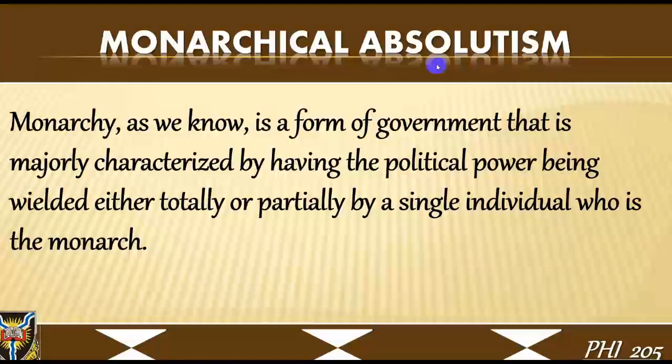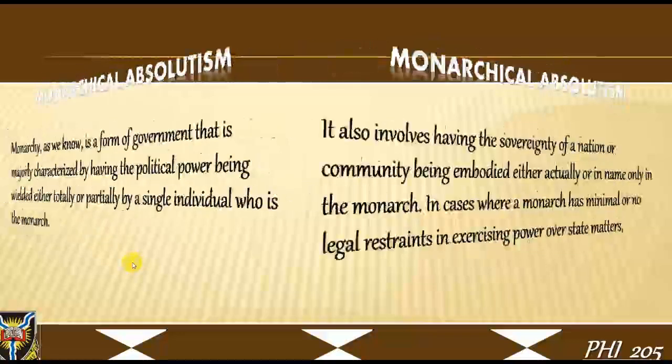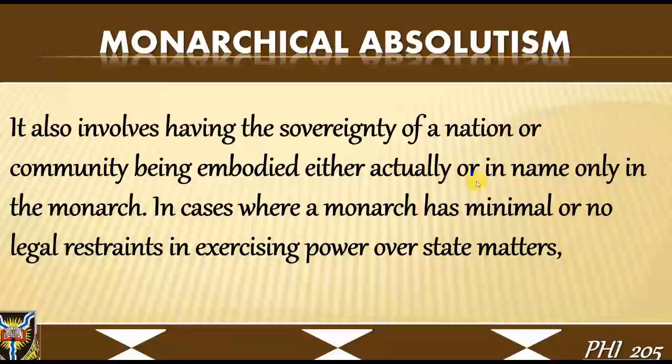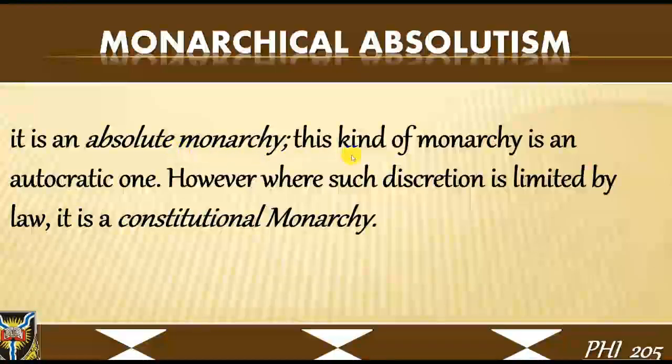monarchical absolutism. Monarchy, as we know, is a form of government that is majorly characterized by having the political power being wielded, either totally or partially, by a single individual who is the monarch. It also involves having the sovereignty of a nation or community being embodied, either actually or in name only, in the monarch. In cases where a monarch has minimal or no legal restraints in exercising power over state matters, it is an absolute monarchy. This kind of monarchy is an autocratic one. However, where such discretion is limited by power, it is a constitutional monarchy.